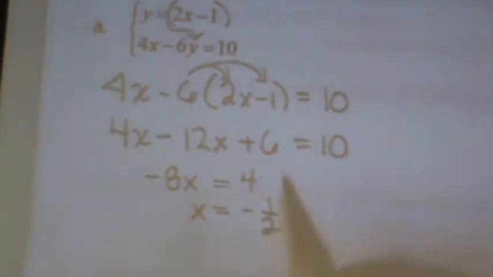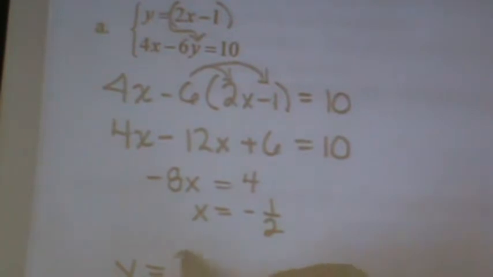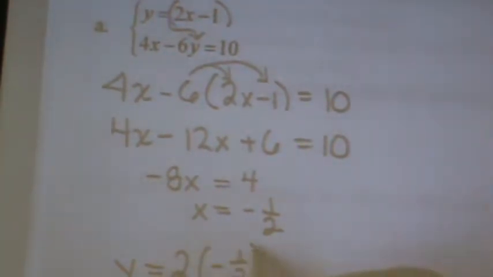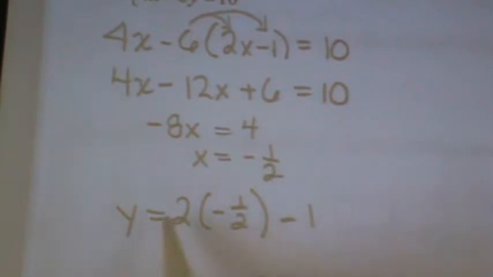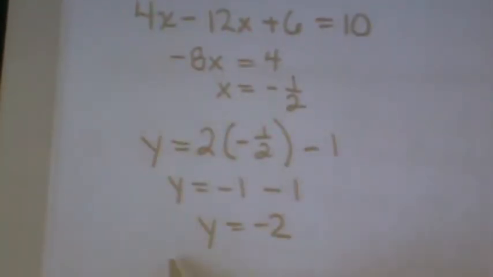You're going to plug negative 1/2 right here in for x. This would be the best place. You could put it in here, but you've got y already as 2 times the quantity x minus 1. So you could do this in your head actually. 2 times negative 1/2 is? Negative 1. And what's negative 1 minus 1? Negative 2. So again, we have a consistent solution. The lines would be crossing, intersecting at negative 1/2, negative 2.